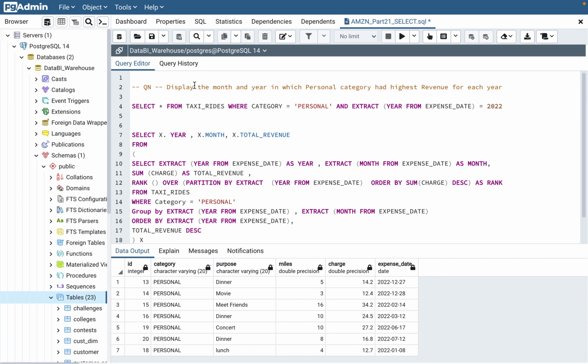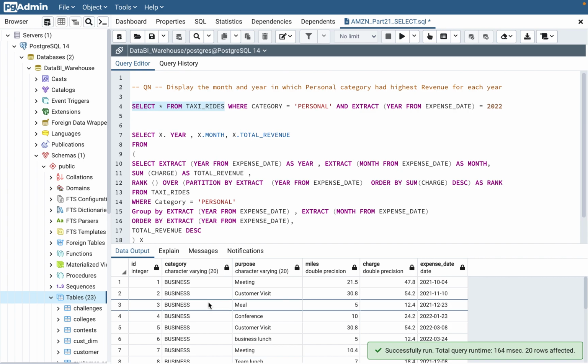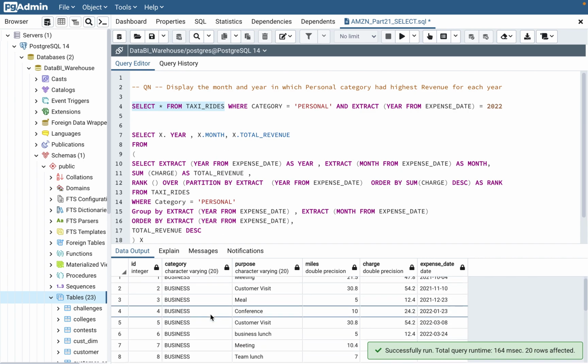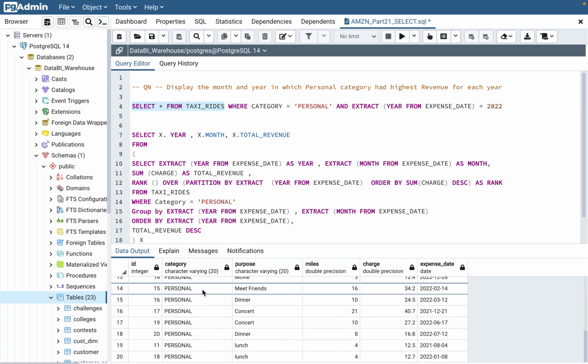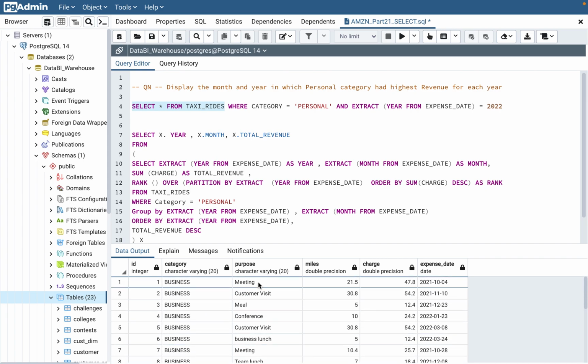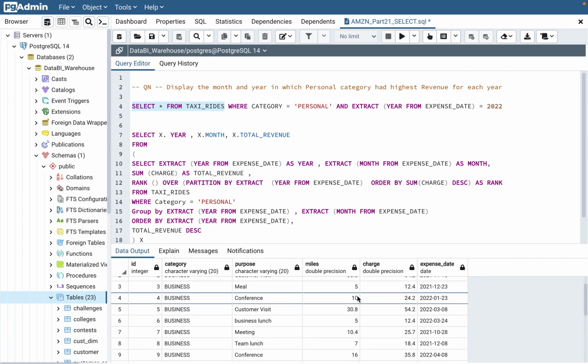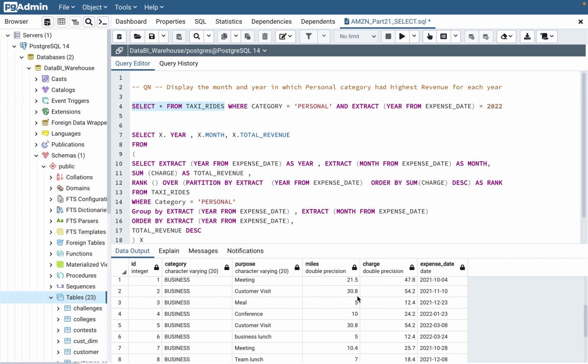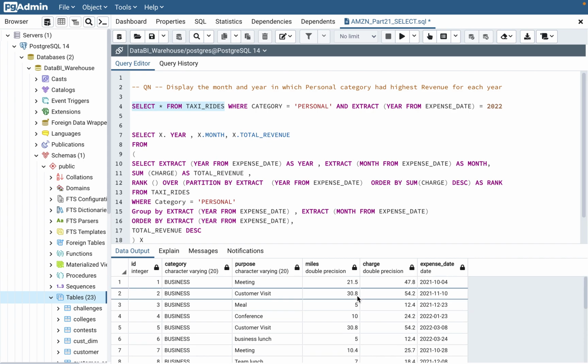So the question is display the month. Okay, let's look at the taxi_rides table first. There is a table called taxi_rides, which has two different categories. One is a business category and one is a personal category, and the purpose of the drive. So meeting, and then miles driven for that purpose, 21.5, and charge is like 47.8, and expense date is like 4th of October. It's pretty typical of taxi rides or Uber or Lyft or any other taxi ride. What's the category? What's the purpose? How many miles were driven on that trip? What was the charge paid, or amount paid for the trip, and what was the trip date or expense date? So a pretty straightforward table.